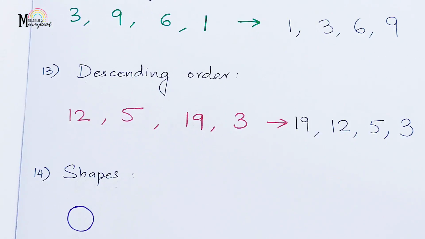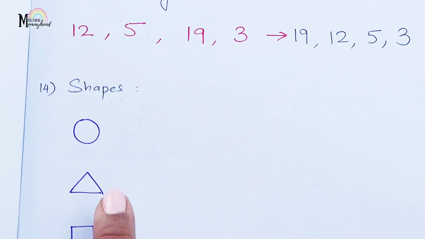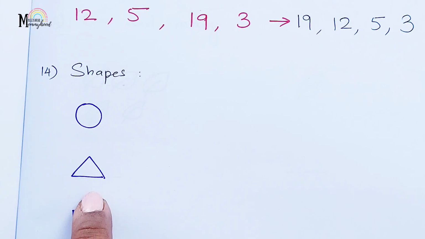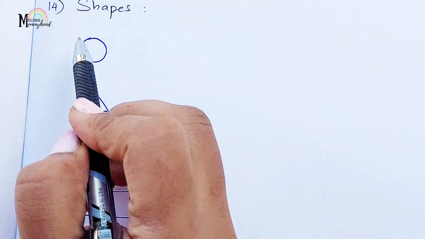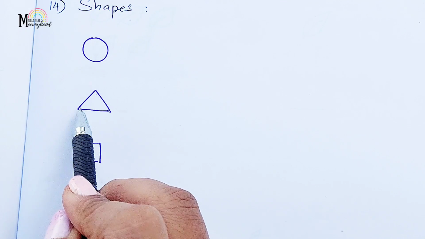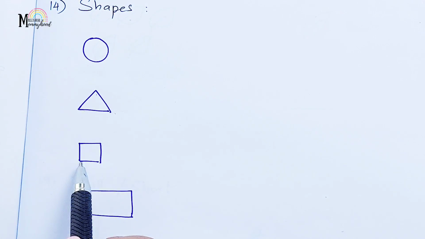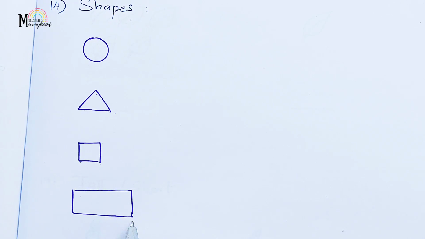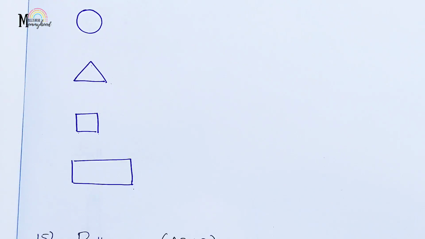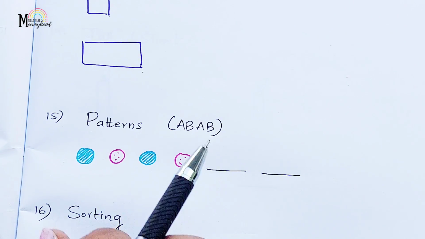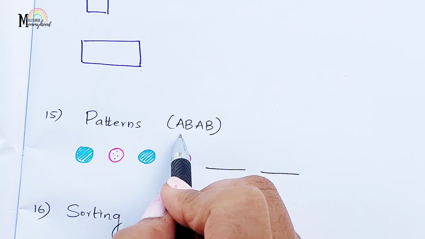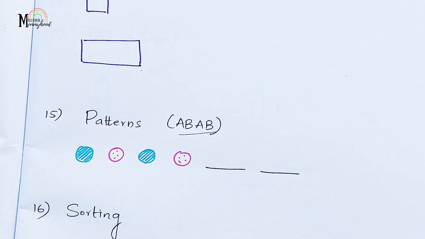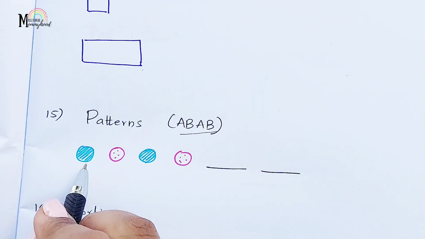The next concept in math are shapes, where the child will be taught only the basic shapes, that is circle, triangle, square, rectangle. In some schools they also teach a couple of other shapes also, but these are the basic shapes which are taught in all the schools and they talk about the corners, the number of sides and so on.